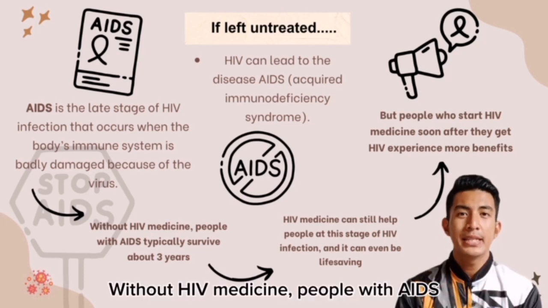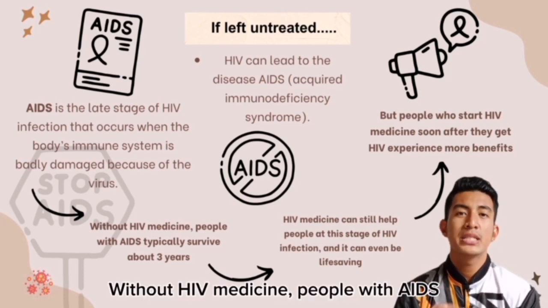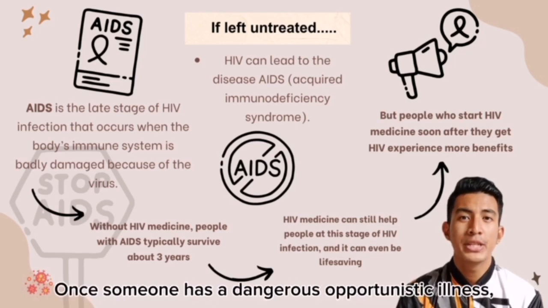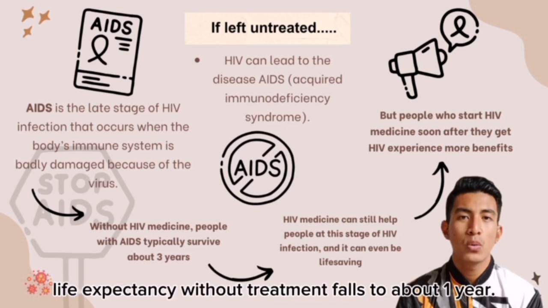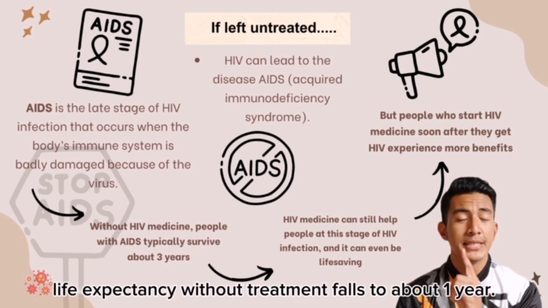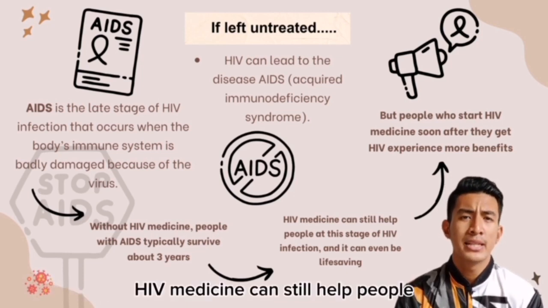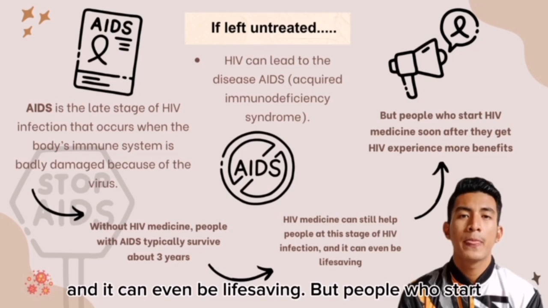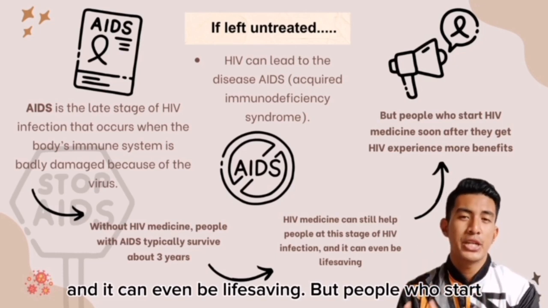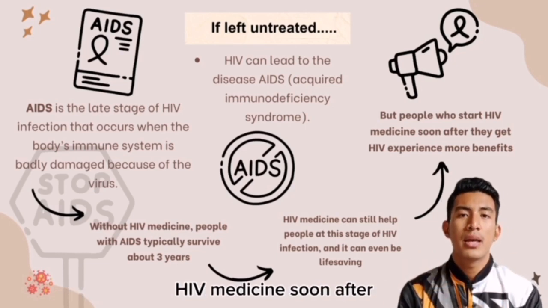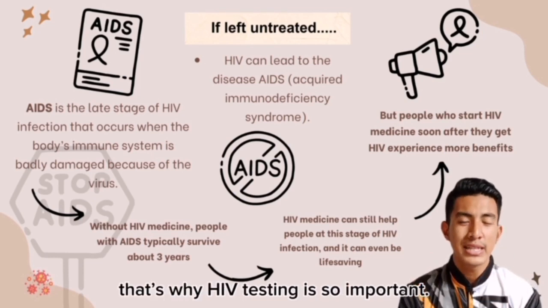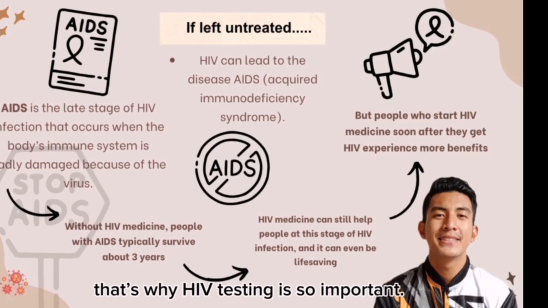Without HIV medicine, people with AIDS typically survive about 3 years. Once someone has a dangerous opportunistic illness, life expectancy without treatment falls to about 1 year. HIV medicine can still help people at this stage of HIV infection, and it can even be life-saving. But people who start HIV medicine soon after they get HIV experience more benefits. That's why HIV testing is so important.